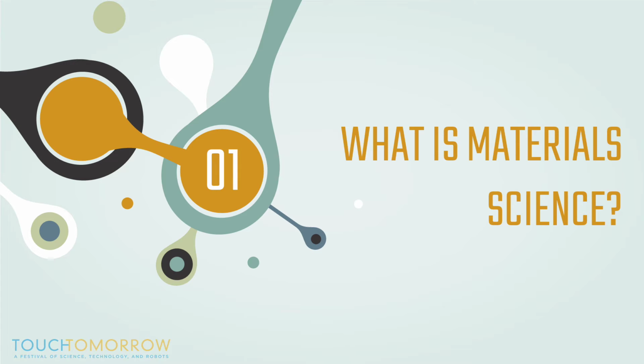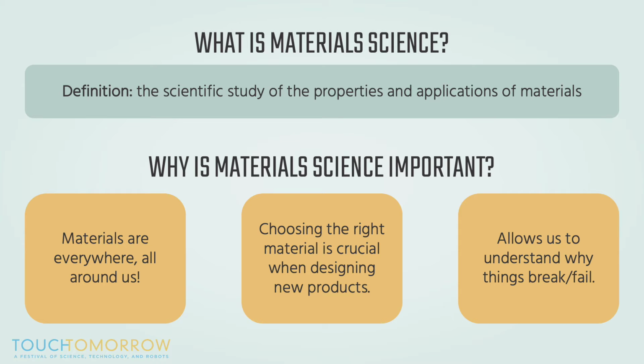So what is materials science? I'll give you a second to think about it. According to the dictionary, the definition of materials science is the scientific study of the properties or characteristics that describe the material and the applications of the materials.